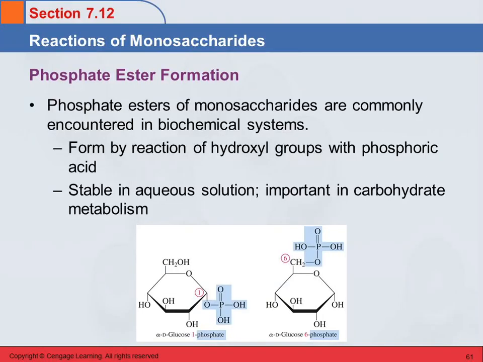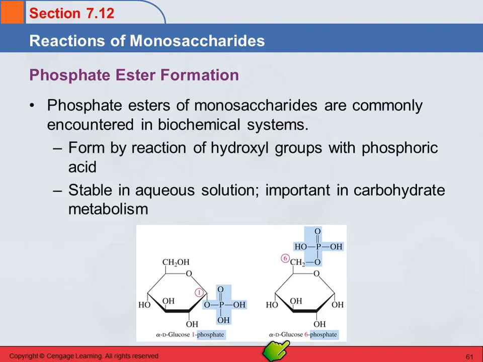So this is where we left off talking about reactions of monosaccharides. Monosaccharides can form phosphate esters, and these are formed by the hydroxyl group, like there's normally this one here on glucose, combining with phosphoric acid, which is H2PO4. So this is alpha-D-glucose 1-phosphate.